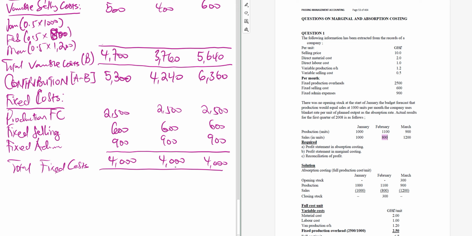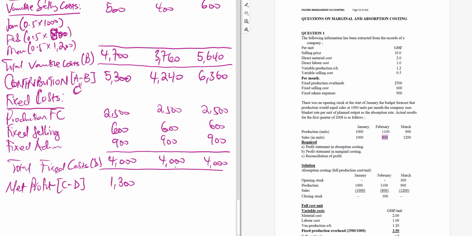So we know that our net profit is this. Let's call this C, right? A minus B equals C, and let's call this D, right? So net profit is C minus D, which is contribution minus fixed cost. So contribution was 5,300 minus fixed cost of 4,000, and that gives us 1,300, because there was no difference in stock. It will be the same profit both years.